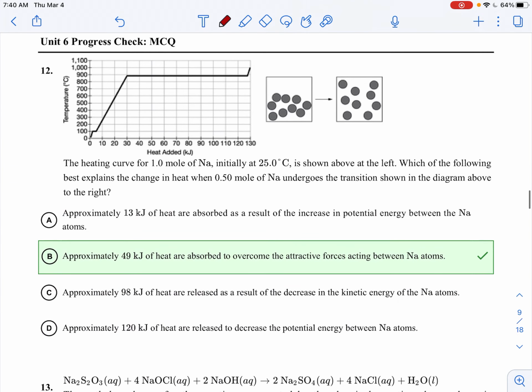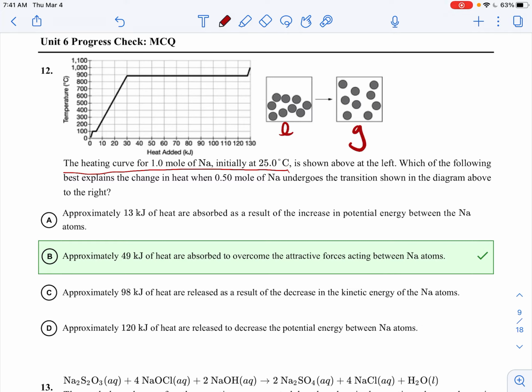Now, number 12, it says the heating curve for 1 mole of sodium initially at 25 degrees Celsius is shown in the table to the left. Which of the following best explains the change in heat when 0.5 moles of sodium undergoes the transition shown in the diagram above to the right? So here's a heating curve, and this is for 1 mole of sodium. Now what's happening here? Sodium is going from a liquid to a gas.